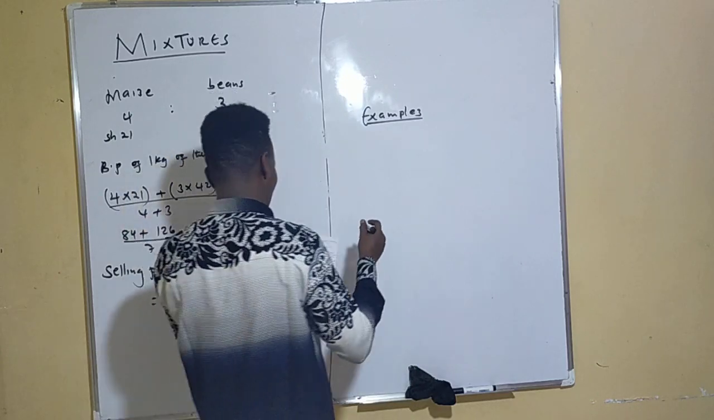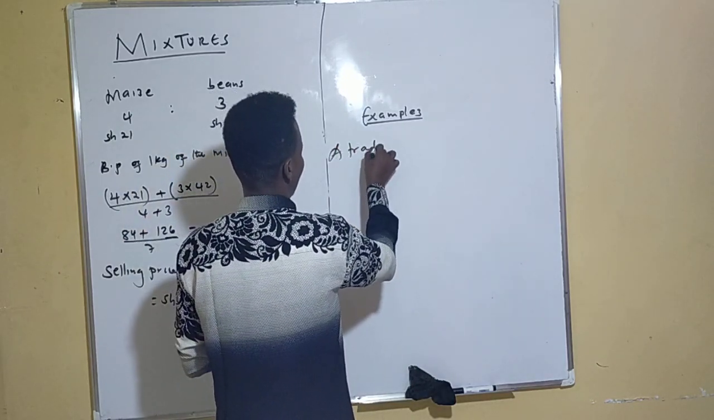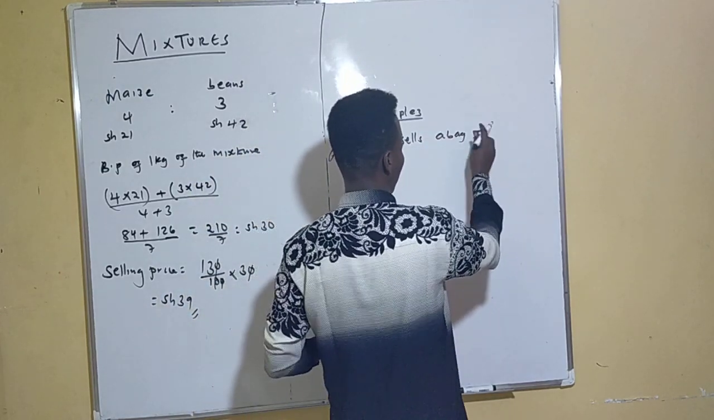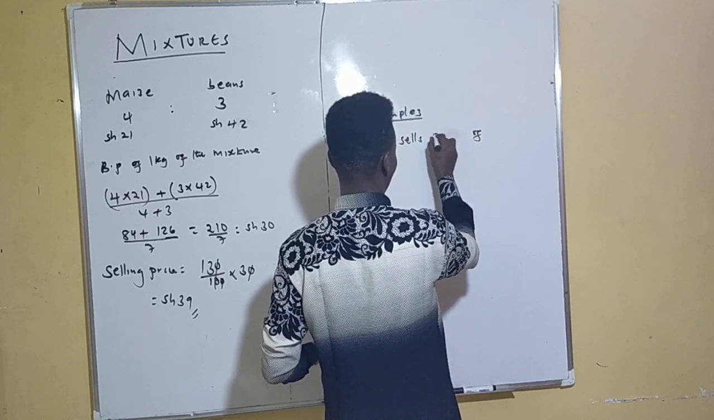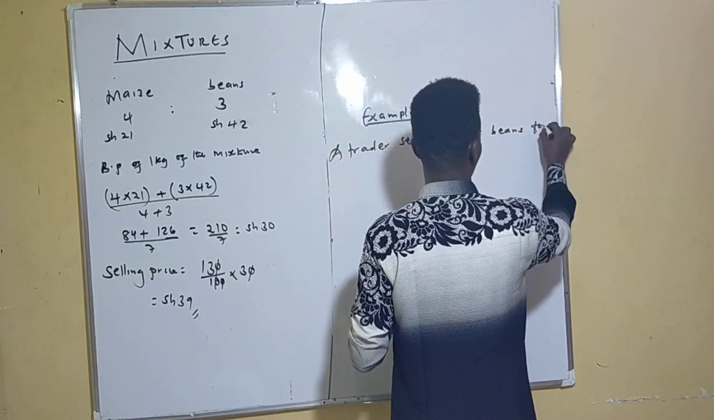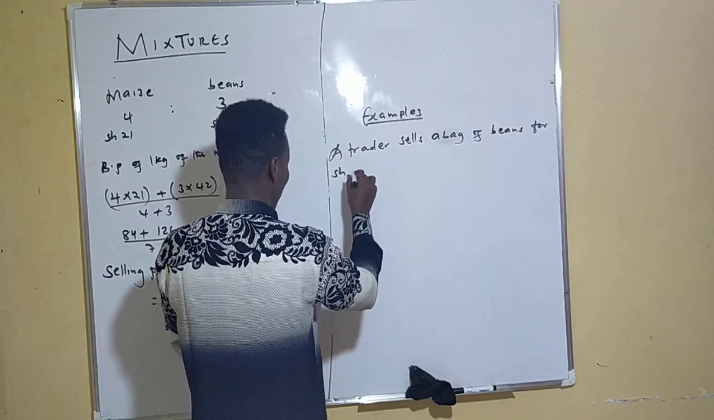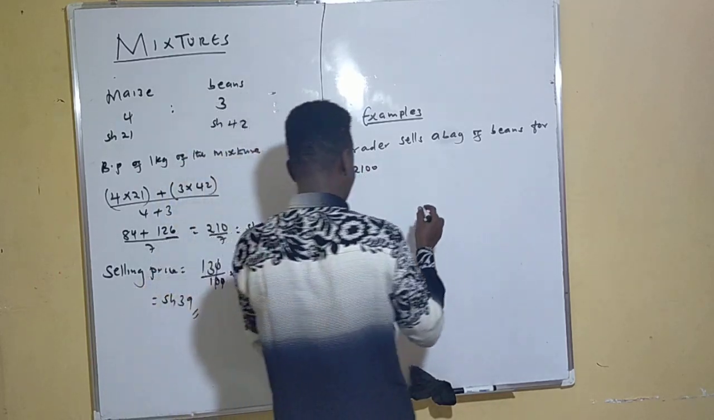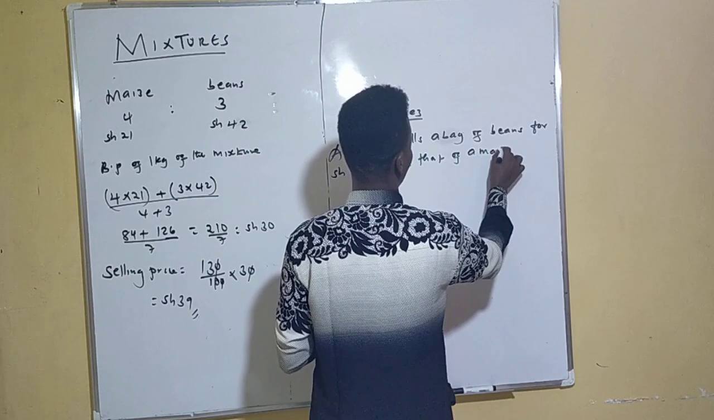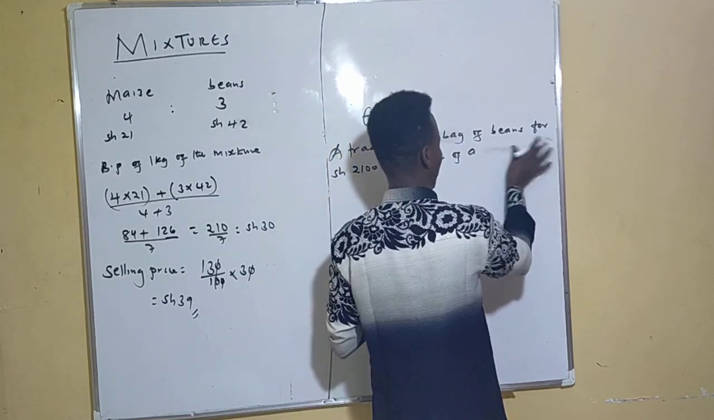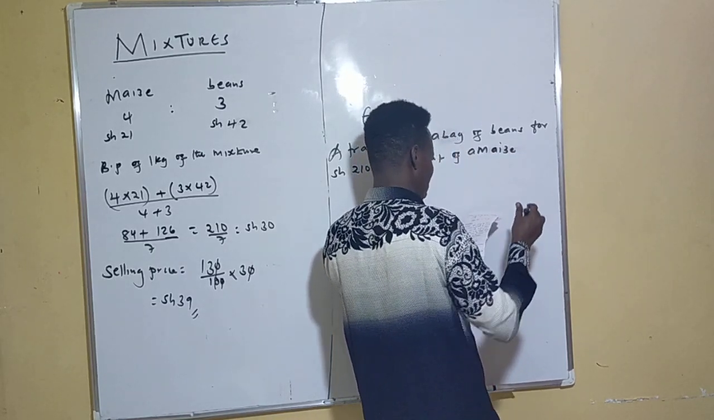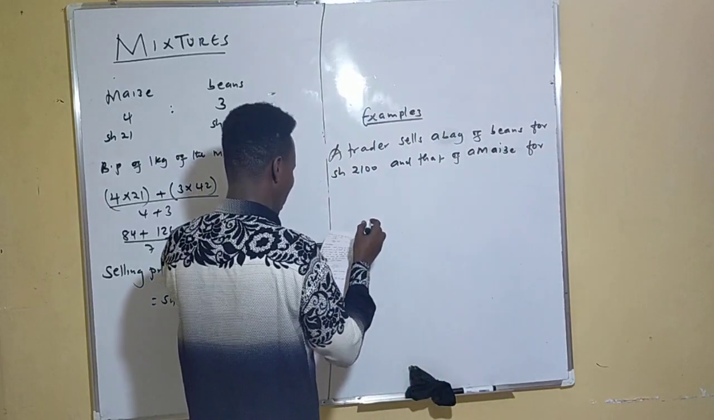You are told a trader sells a bag of beans for shilling 2,100, and that of a maize for shilling 1,200.